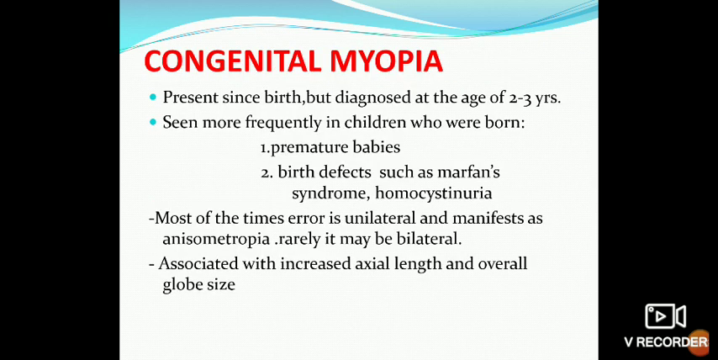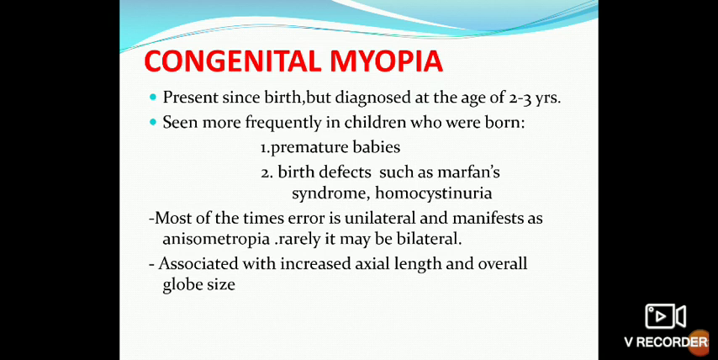First is congenital myopia. Congenital means it is present at birth. Usually, what happens at birth? At birth, the child is usually hypermetropic. Remember, but what happens in congenital myopia? There is myopia at birth, but it is usually not diagnosed at that age. It is usually diagnosed after 2 to 3 years of age.